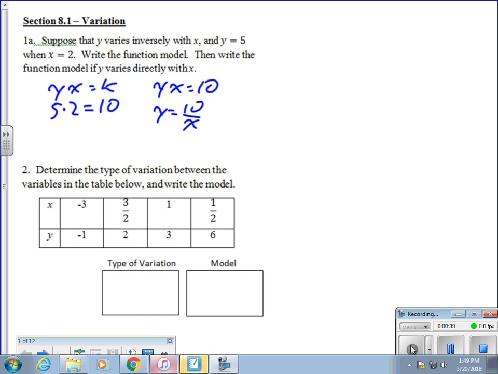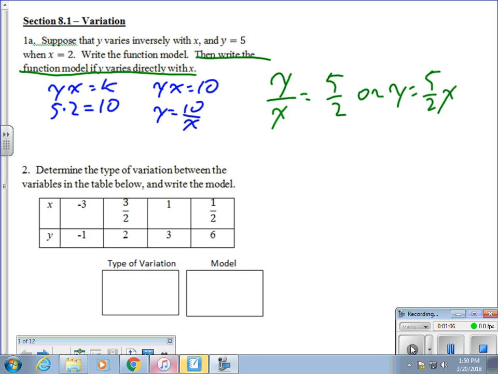Okay, and then part B, there's a second part to this. Then write the function model if y varies directly with x. In other words, if y over x equals a constant. So that means 5 over 2 is my constant. So I can have y over x equals 5 over 2, or I can have y equals 5 halves x. And that's for the second one.